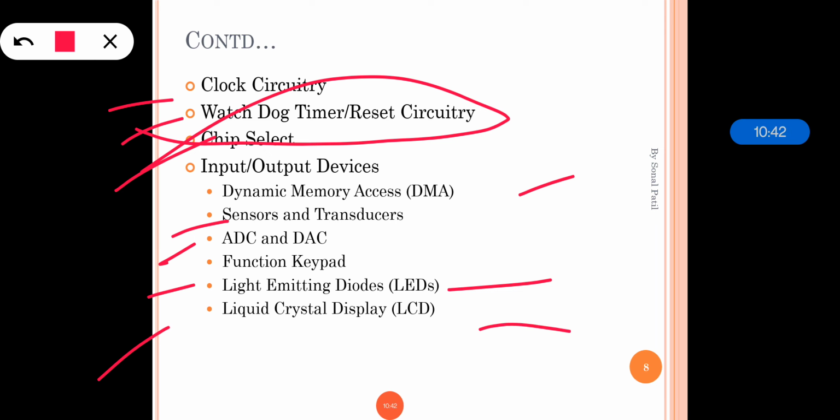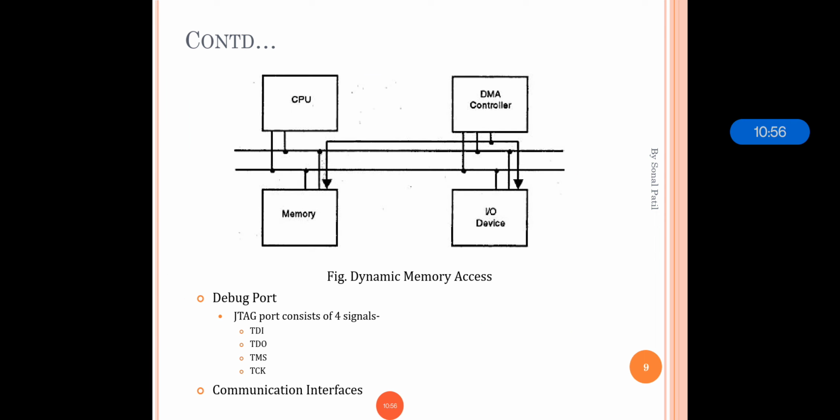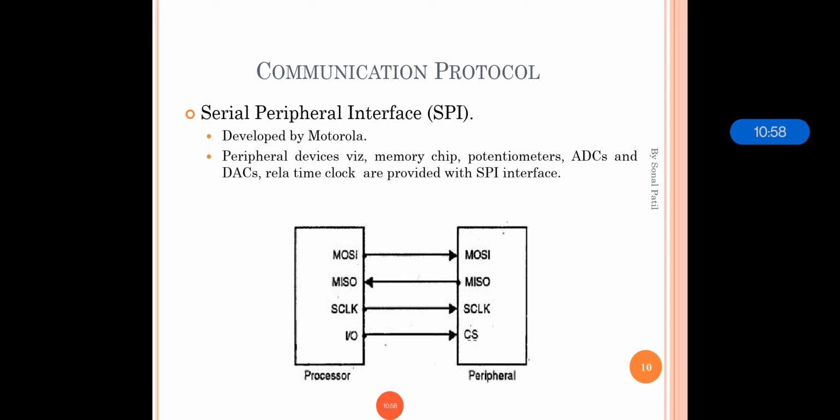Then the LCD, that is the liquid crystal display. It is a solution which is sandwiched by two sheets of polarizing material. LCD is used to display the status of information or to display the prompts to the user. So these are very necessary building blocks of hardware architecture.